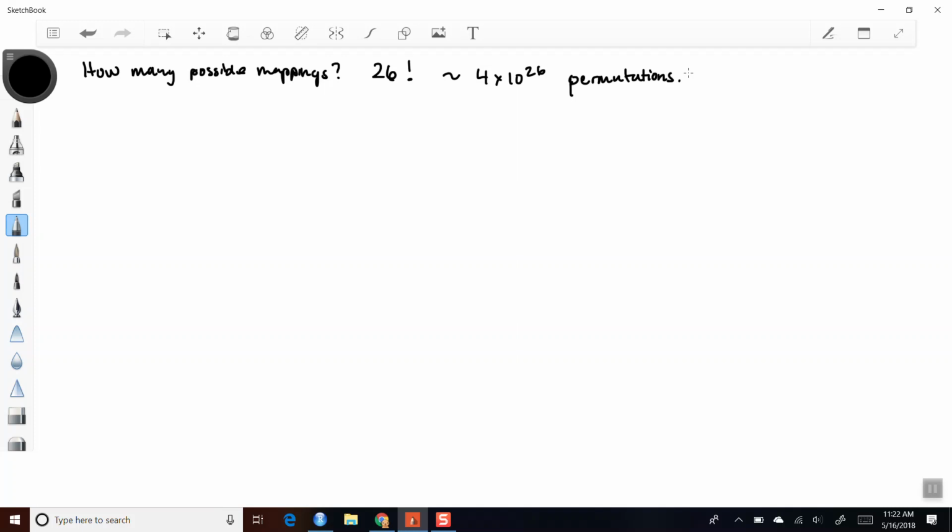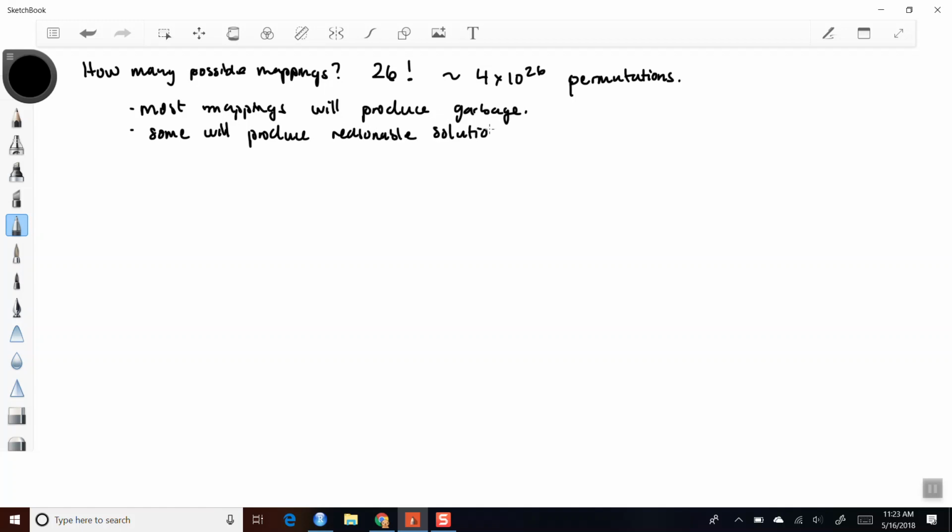And if we think about it, nearly all of the mappings will map to just more garbage and nonsense. Some of the mappings will map to things that look realistic, like blood, because it was a real word, or sweet, or some other thing. But most of them will map to garbage. Most mappings will produce garbage. Some will produce reasonable solutions.